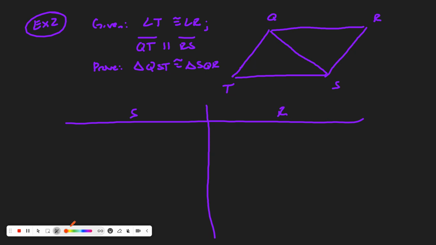Okay, so let's write down the given first, right? So let's start with our proof. So number 1, I know that angle T is congruent to angle R. I know that segment QT is parallel to segment RS. This was given to me.